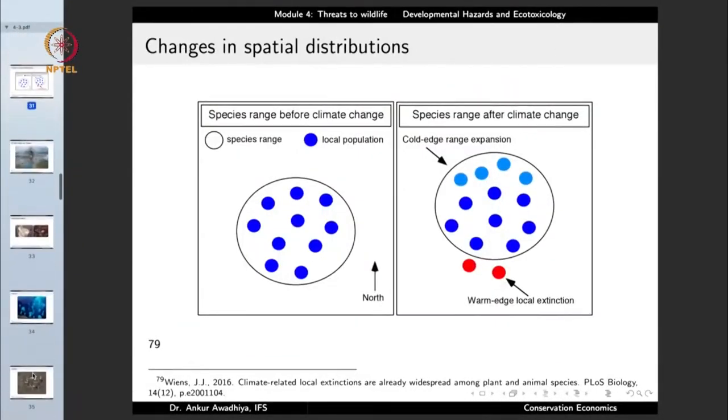We are observing changes in the spatial distribution of organisms. So the organisms that were living in colder areas, because of an increase in temperature, are dying off because they cannot tolerate that amount of heat. Or those areas that were so far inaccessible by certain organisms are now getting colonized. So there is a change in the spatial distributions of different organisms. This is also because of global warming, which is occurring because of an unsustainable economic growth.